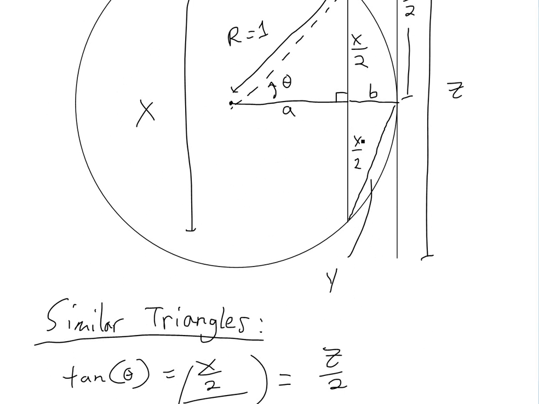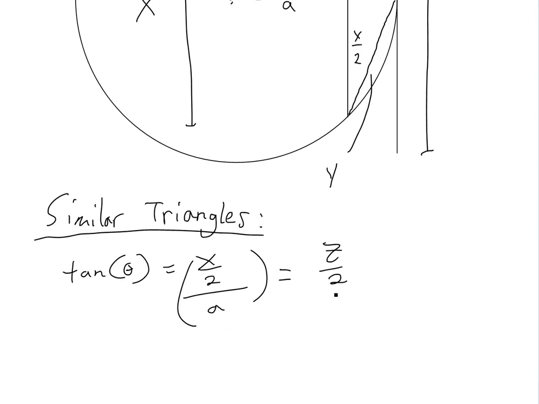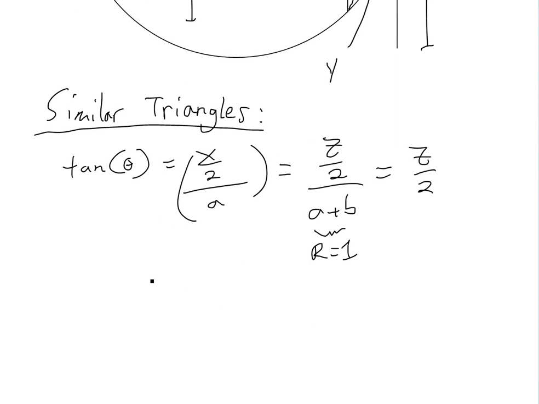a plus b is equal to 1 here, because the radius r equals 1. So this equals z over 2. So if we just fix this up, you cancel the 2's, we're going to get z is equal to x over a here.